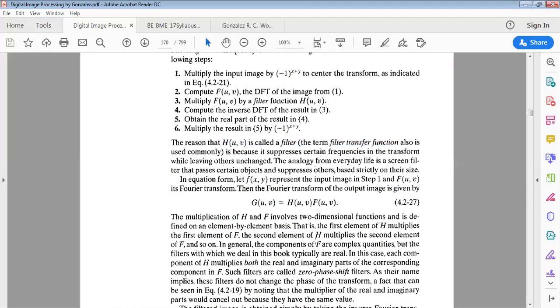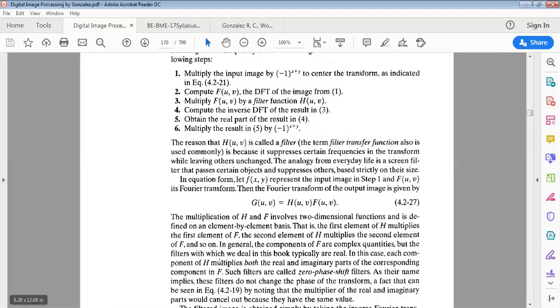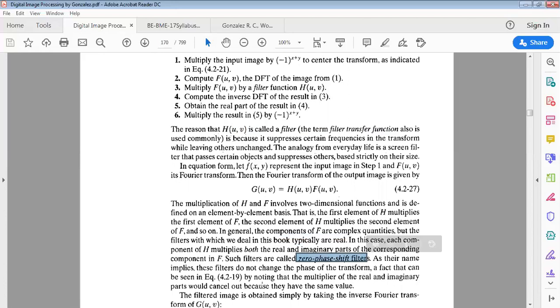In general, the components of F are complex quantities, but the filters which we are dealing with here are real in nature. So in this case, H multiplies both the real and imaginary parts of the corresponding Fourier transform F of uv. Such filters are called zero phase shift filters, and as the name implies, these filters do not change the phase of the transform.